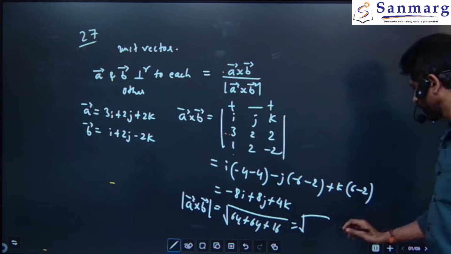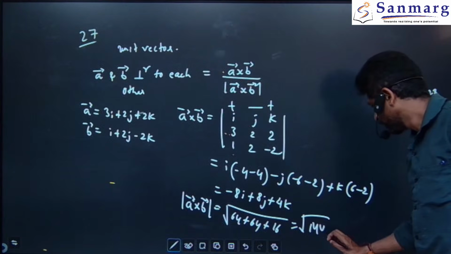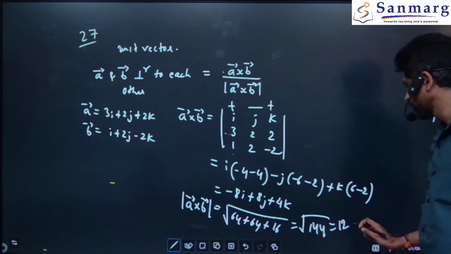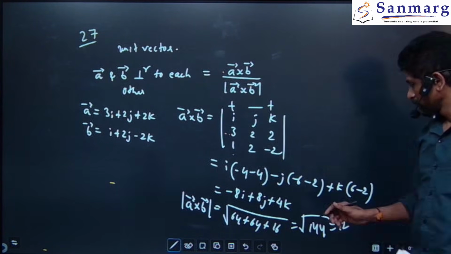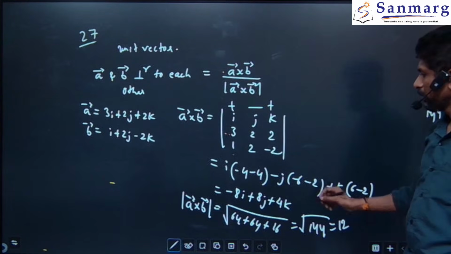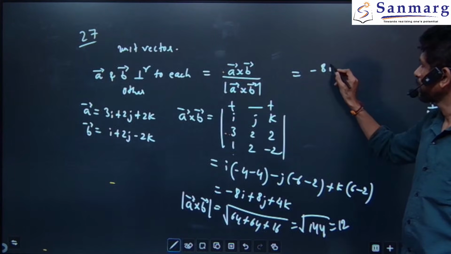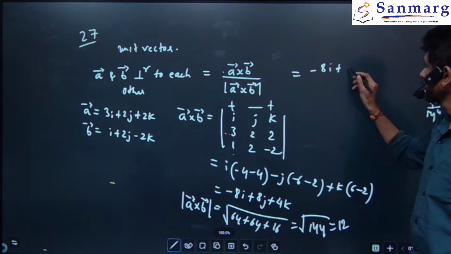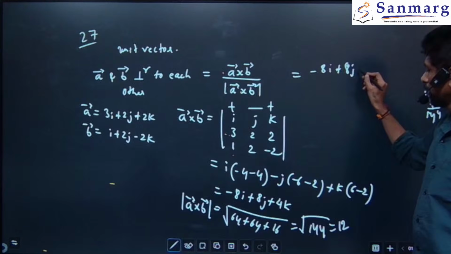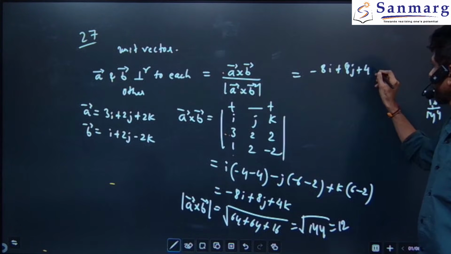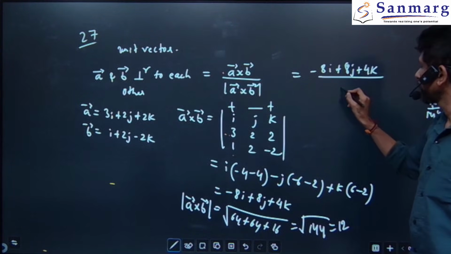The answer comes 144. The root value of 144 is 12. So taking that magnitude, you have to go with the solution now. The answer is minus 8i plus 8j and plus 4k. Dividing by the magnitude, which is 12.